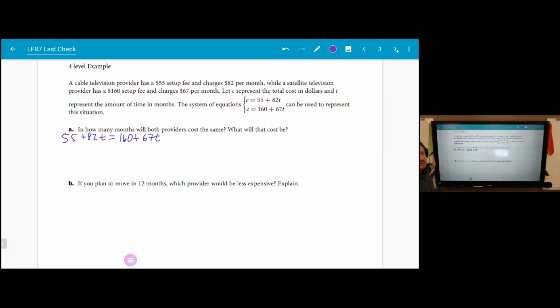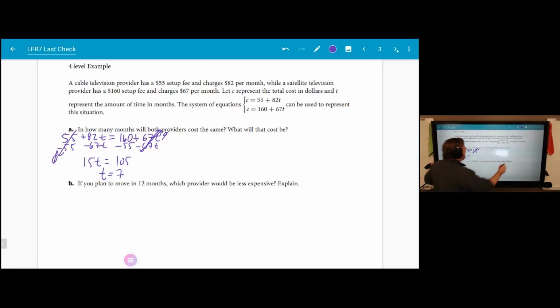You could do substitution, you could do elimination, you could graph if you wanted to. I'm just going to do substitution in this case. I like to deal with positive values, so I'm going to subtract 67T from both sides and 55 from both sides. That gets rid of this, goes to 0. This is 15t. This is 105, and this is 0. I get 15t equals 105. Divide both sides by 15, and t equals 7.